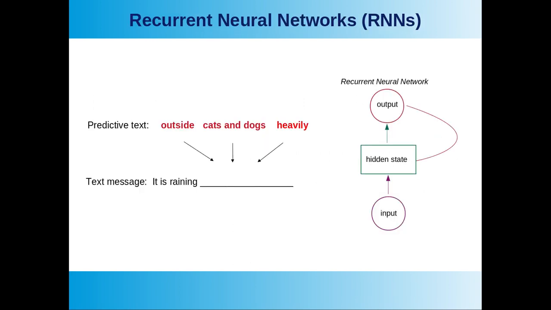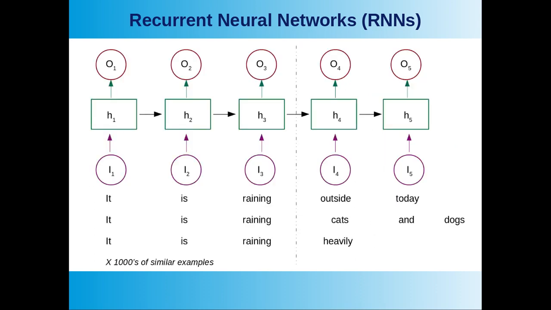Natural language processing is conducted using deep learning algorithms such as recurrent neural networks. An application that we are all familiar with is text prediction on our smartphones. Here's an example of an RNN.